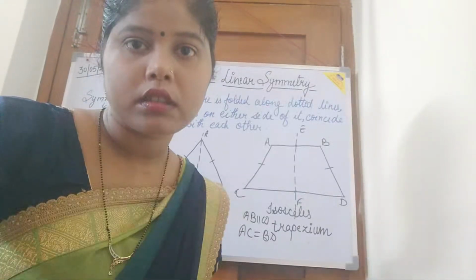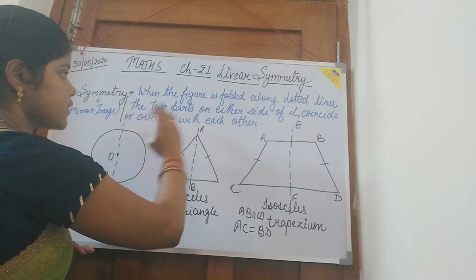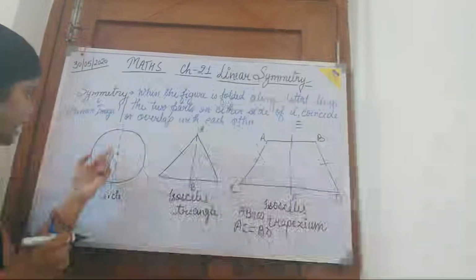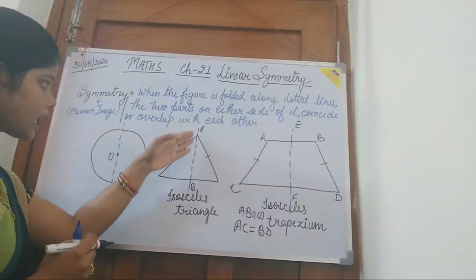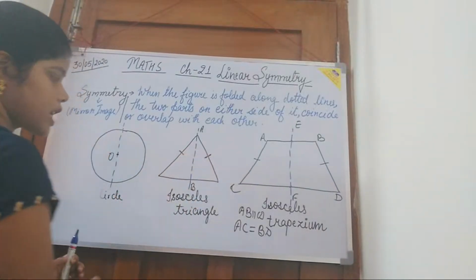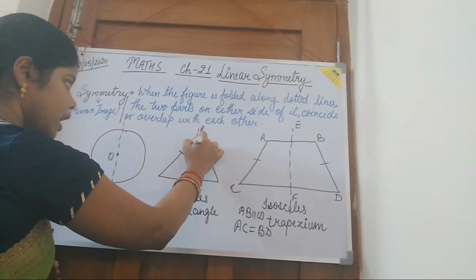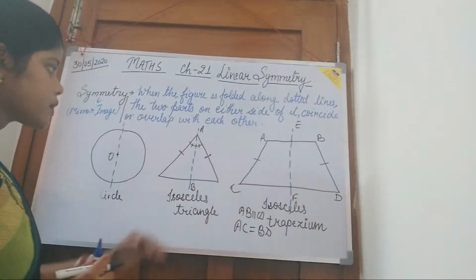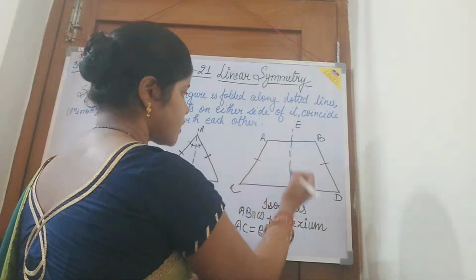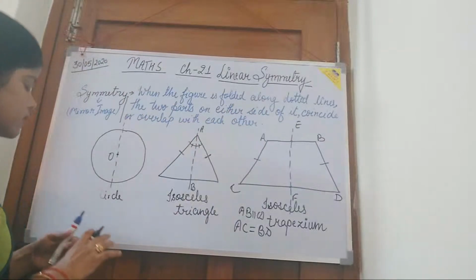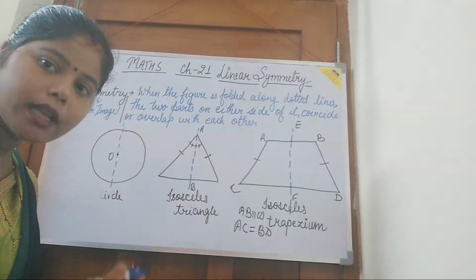Two identical parts. So when this figure is folded around the dotted line, the two parts on either side of it coincide. Either side of it means the midpoint, and here the center is the midpoint for the circle. For the isosceles triangle, wherever we have two equal sides, we draw the line of symmetry through half of the included angle. And in the isosceles trapezium, from the midpoints we draw the dotted line, which divides the figure into two identical parts.